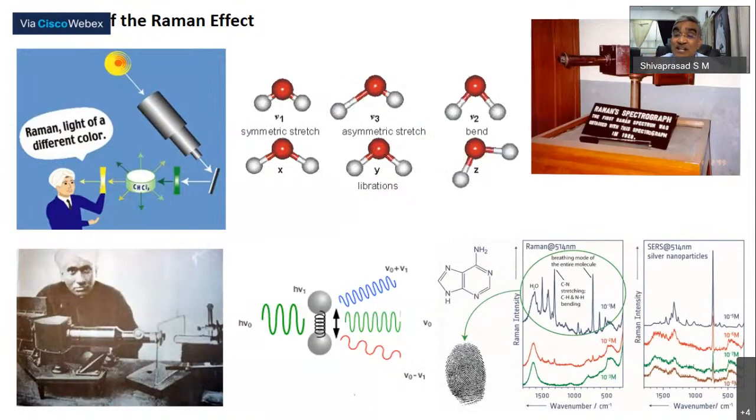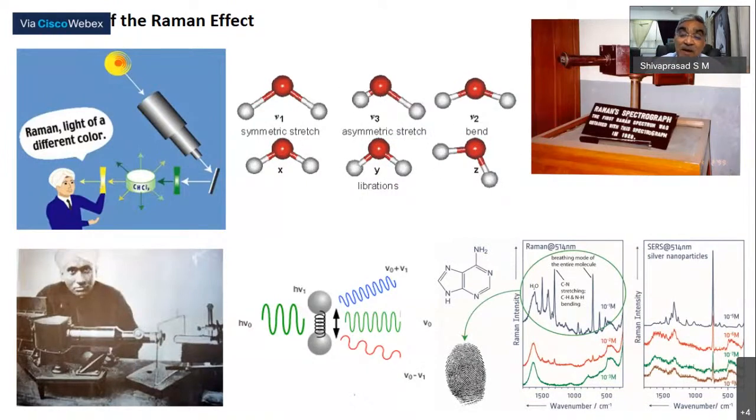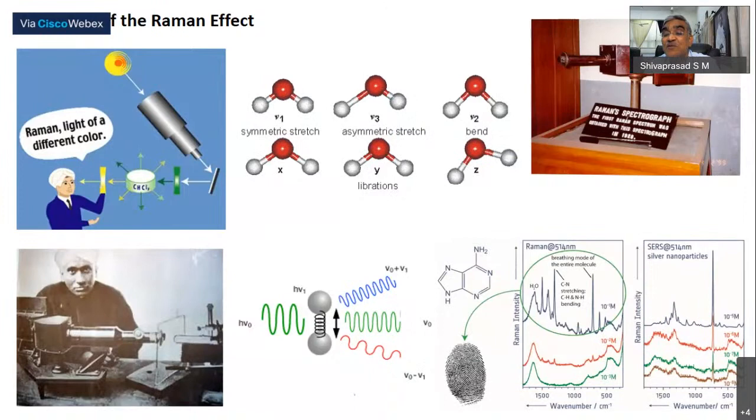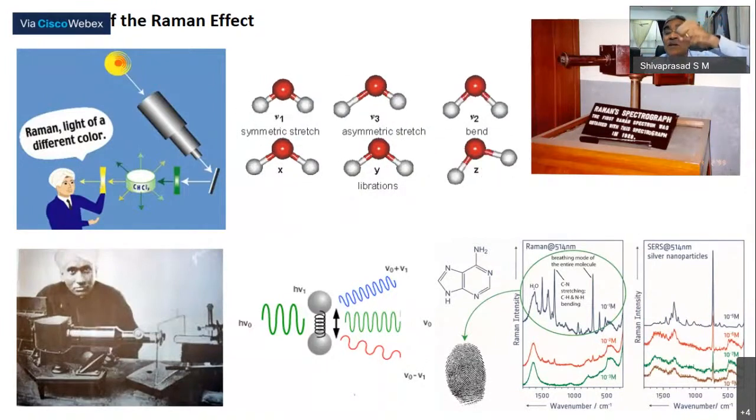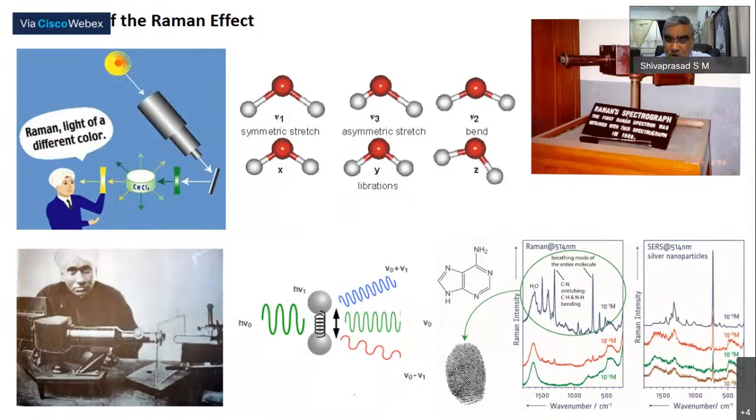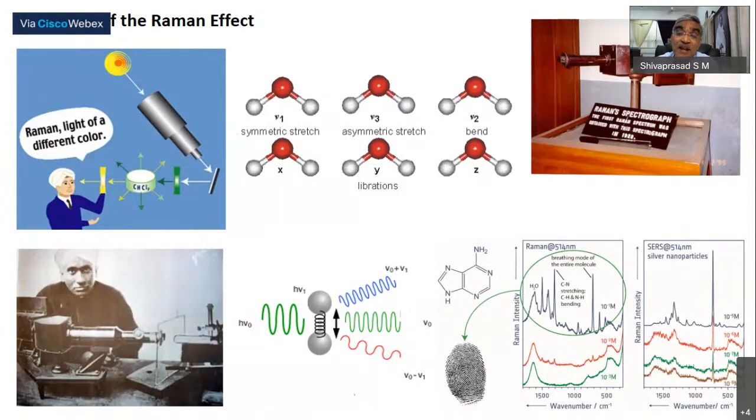But now with laser sources coming, the Raman effect became great. Now it is so beautiful. Now there is a new thing called surface enhanced Raman spectroscopy. In this, the Raman signals are enhanced much, much more using the plasmonic properties of nanoparticles. Don't worry about what it means. But if you use metal nanoparticles on a substrate and do Raman spectroscopy, its signals become stronger.